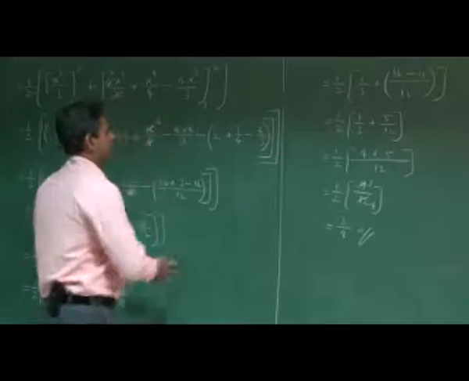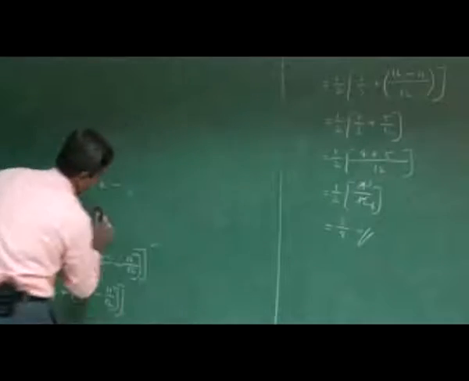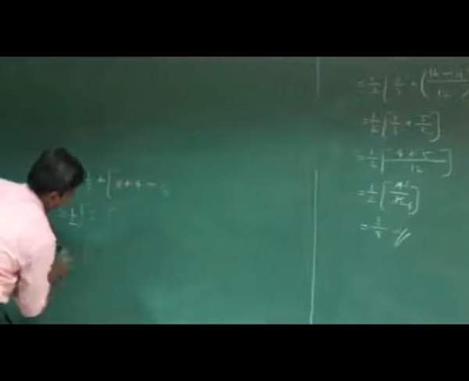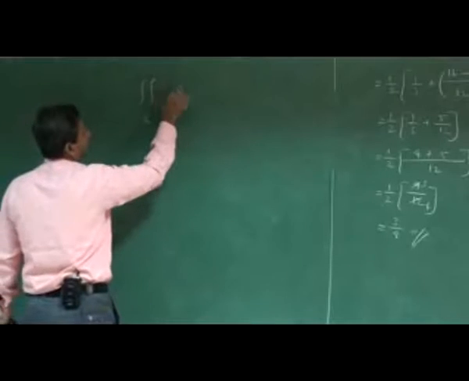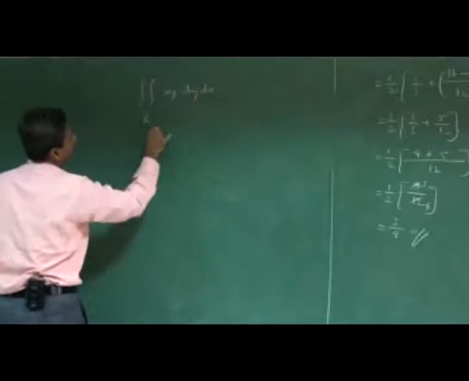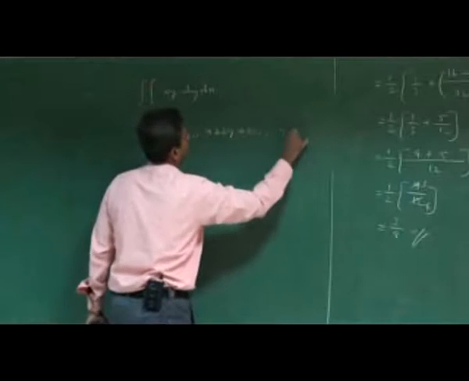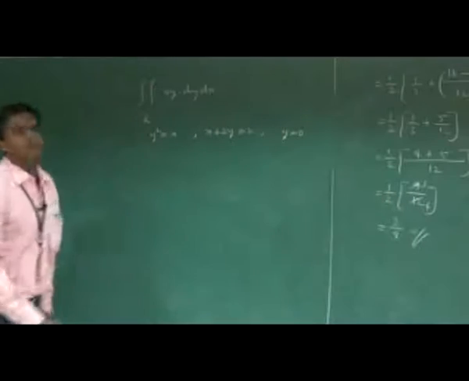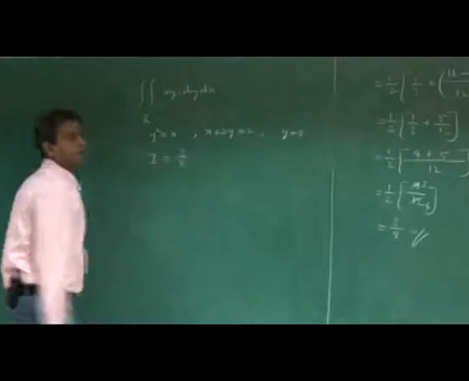The same case here, that is the double integral over R of xy dy dx, where y squared equals x, x plus 2y equals 2, and y equals 0. The area is actually, we have got I equal to 3/8.